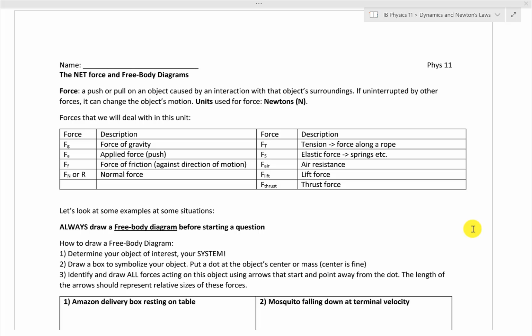In this video, I'm going to introduce to you the idea of the net force as well as free body diagrams. I assume that you already know Newton's second law, which is Fnet equals ma. So let's get started. First of all, when we draw free body diagrams, we need to know what a force is. It's a push or pull on an object caused by some sort of interaction.